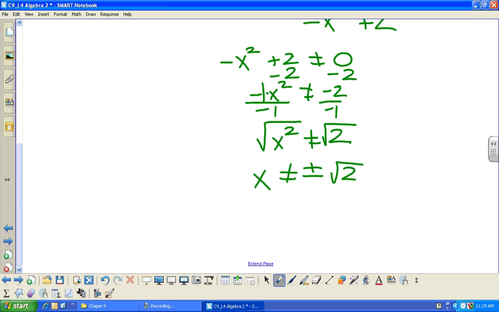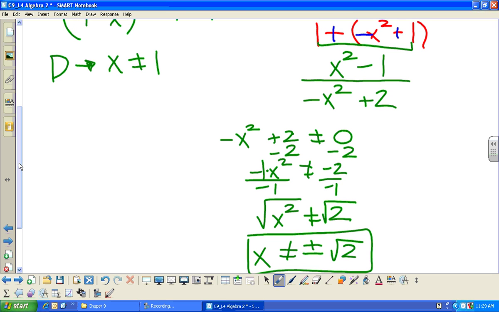Just like how negative 2 times negative 2 will give you 4, and positive 2 times positive 2 will give you 4. So you have to include both answers. So this would be your domain for g of f and your simplified equation.